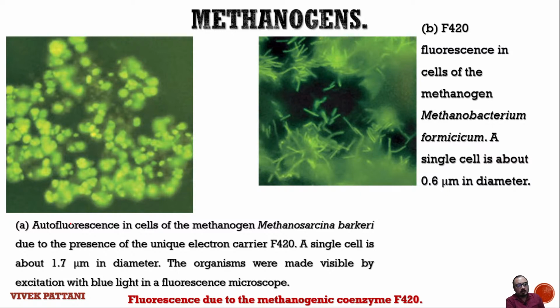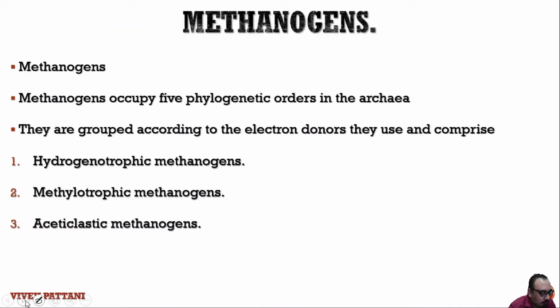And another photograph to the right, which is B1, shows F420 fluorescence in the cells of the methanogen Methanobacterium formicum. A single cell is about 0.6 micrometers in diameter. Now moving forward with the process.